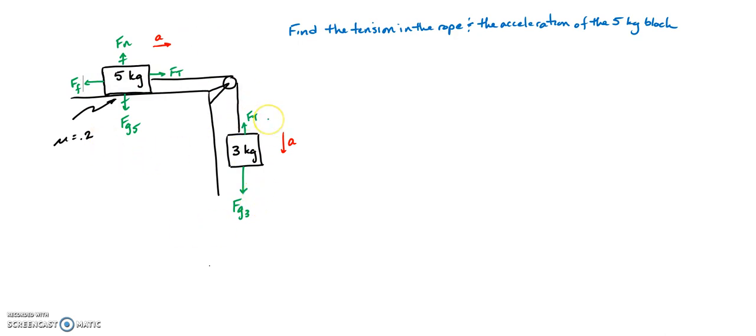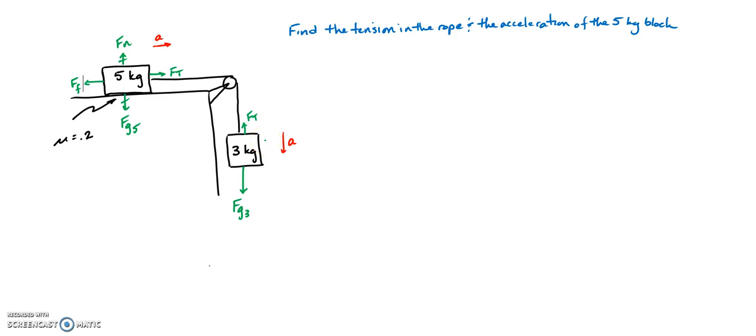So once I do this, I could pick this as my system, use some net force equations, and then pick this as my system, do some more net force equations, and then I'd have multiple equations, multiple unknowns. I could solve it, things like that. But I don't like doing that. I like being a little more efficient.